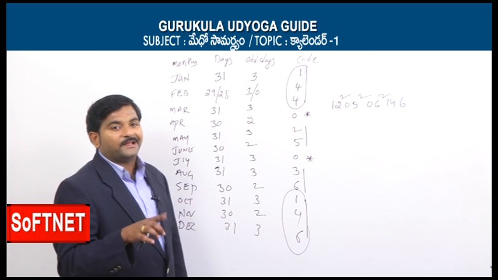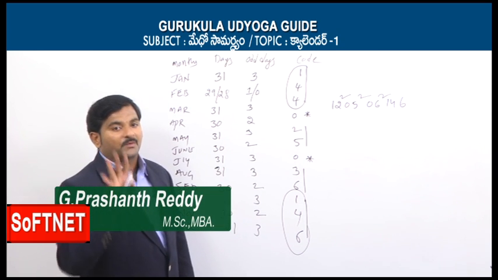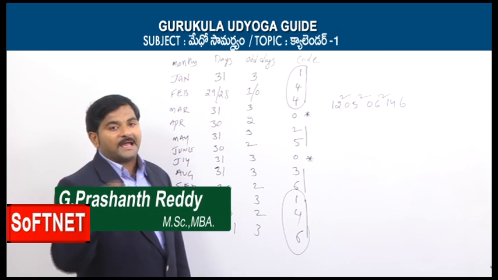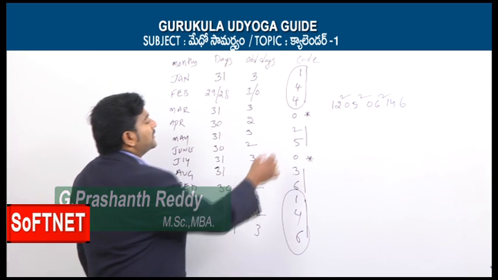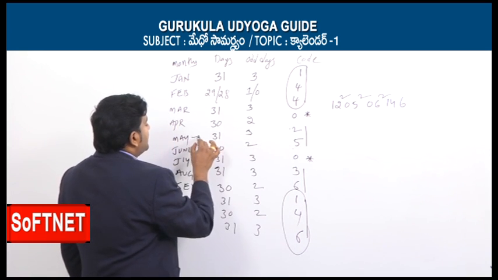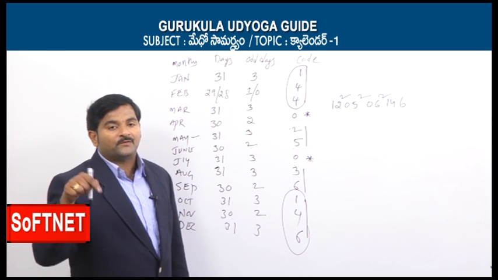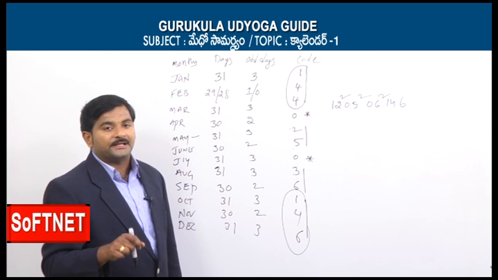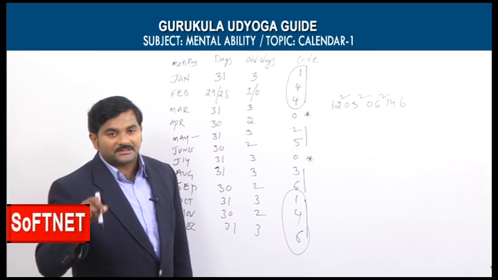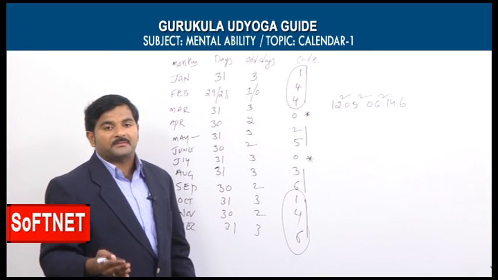So we discussed 8 months. Now we have only 4 months left, that is 5 square and 6 square. 5 square means what? 25. 25 means what? May and June. The code for May is 2. The code for June is 5. Similarly, the code for August is 3. The code for September is 6.